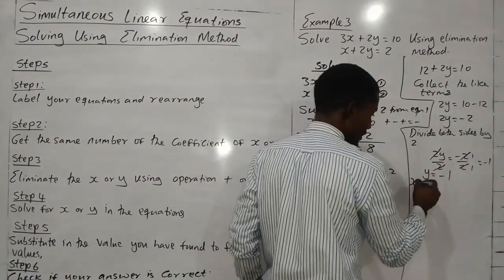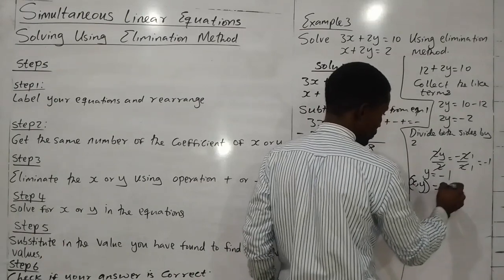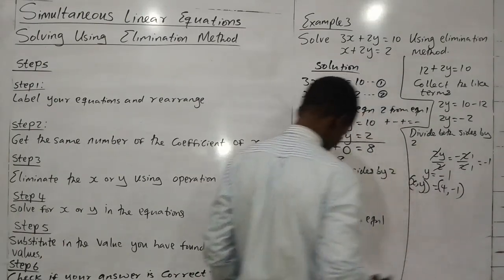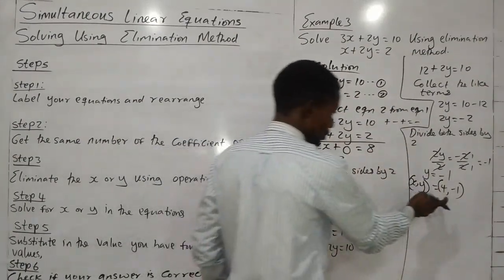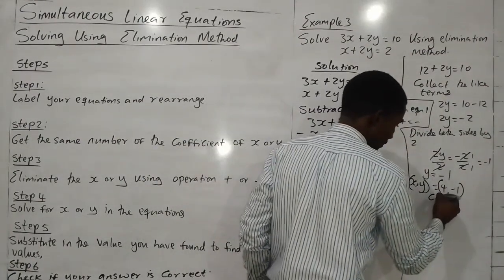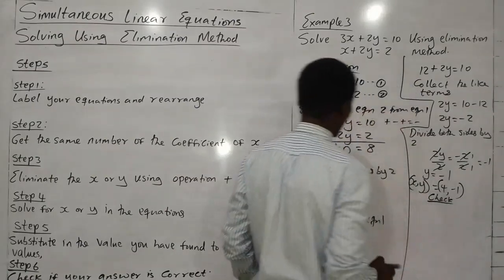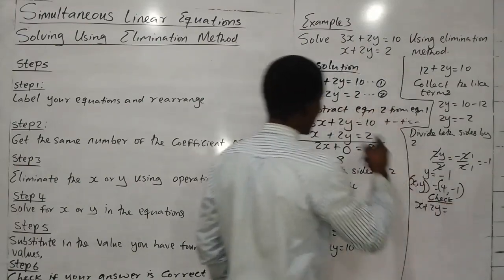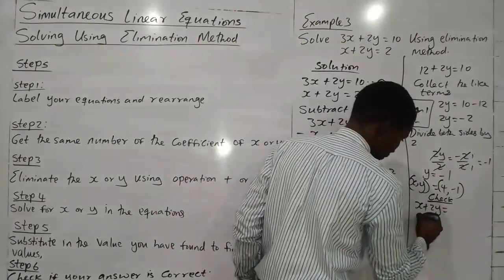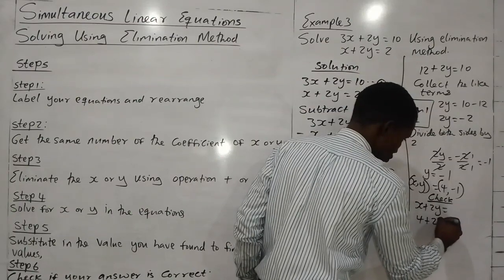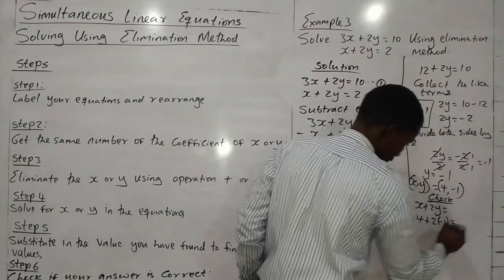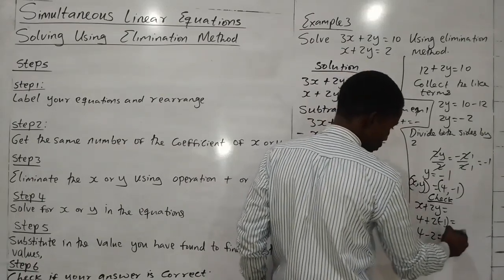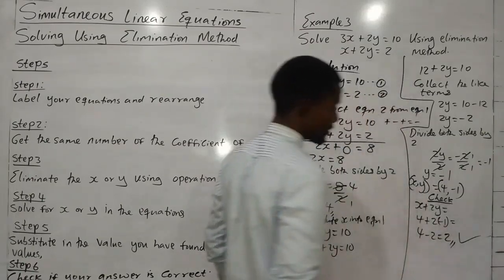So I will say x equals 4, y equals minus 1. So I check. Let's use equation 2 to check. x plus 2y, it must give us 2. So let's check. 4 plus 2 in bracket minus 1. So 2 times minus 1 will give me minus 2. So 4 minus 2 will give me 2. So that means our answer is correct.